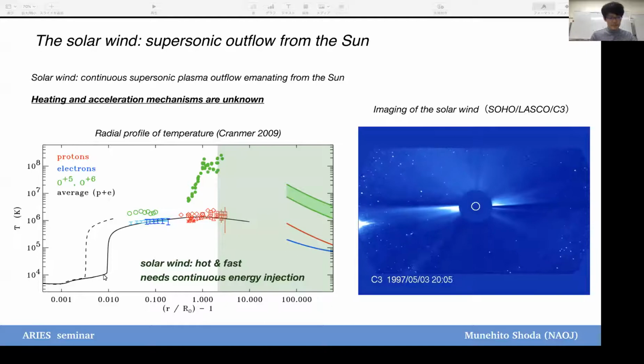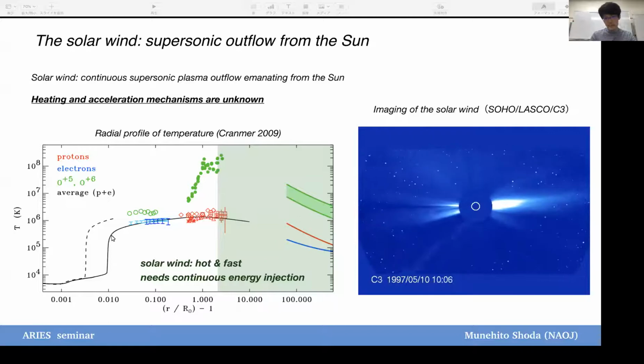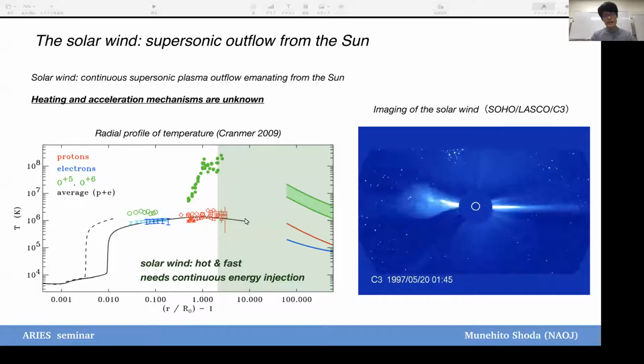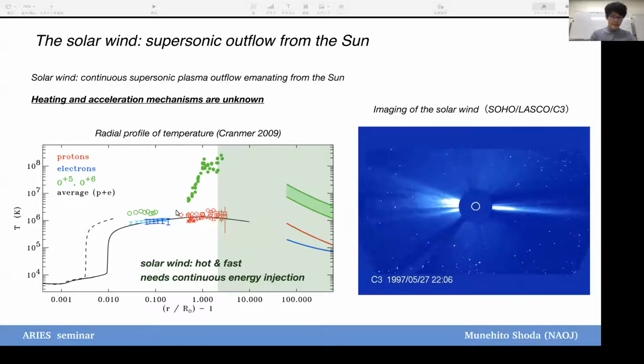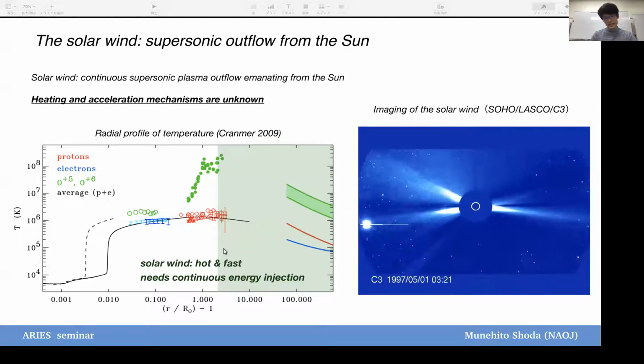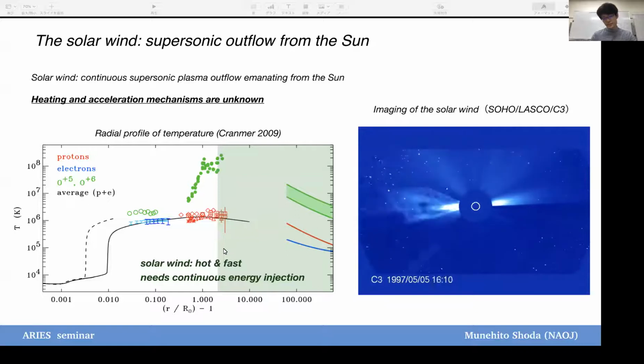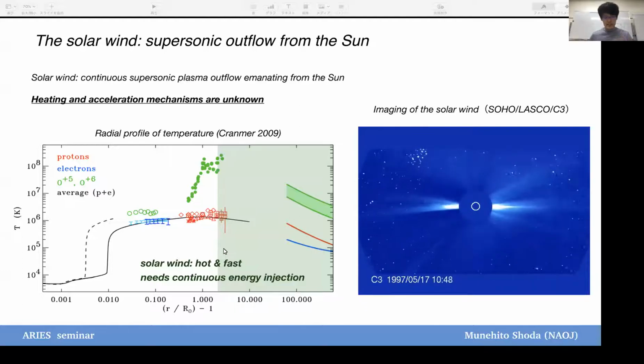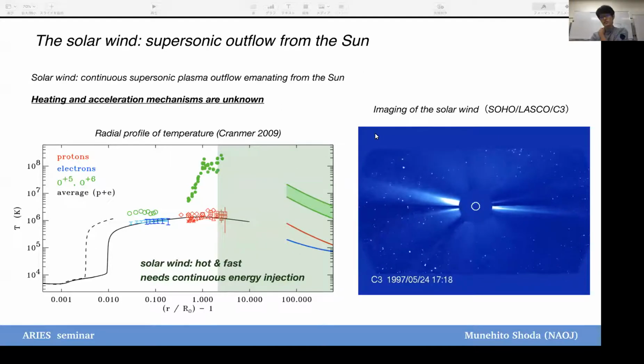And if you go up, you eventually find a drastic temperature jump, which we call the transition region. And from above the transition region, we have a hot expanding atmosphere called solar corona. And from above a certain height, the solar corona is no longer static, but instead the plasma begins to escape from the gravitational potential of the sun and forms a supersonic outflow, which is actually directly observed by SOHO LASCO, as shown in the right animation.